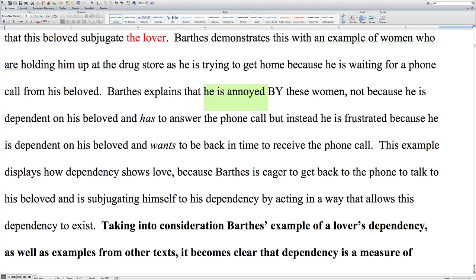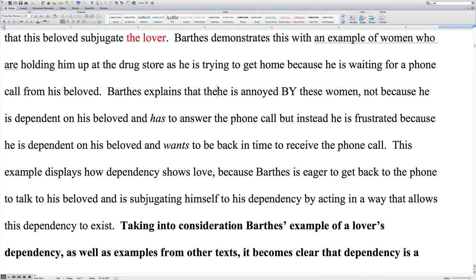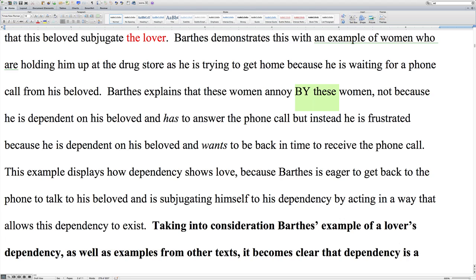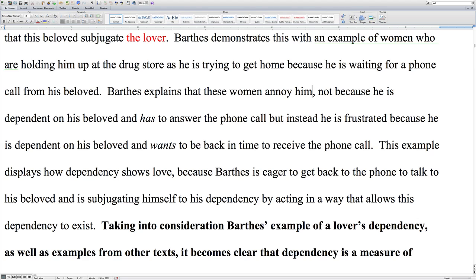Who is annoying Barthes? The women are annoying Barthes. And in this situation, we would then say Barthes explains that these women annoy him. Boom. Great. Barthes explains that these women annoy him. That is active voice again. What is the verb? Annoy. Who or what is doing it? These women are doing that annoying. Okay? So, again, we've flipped it around.